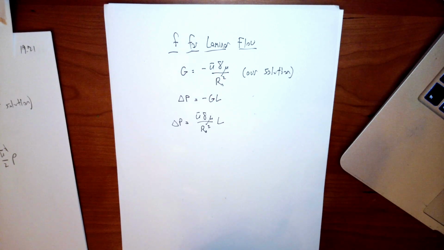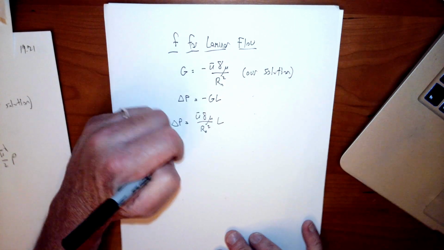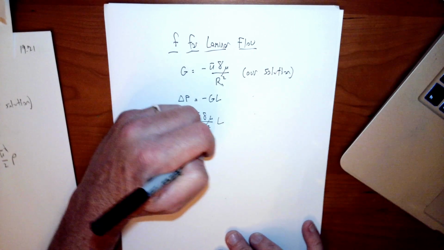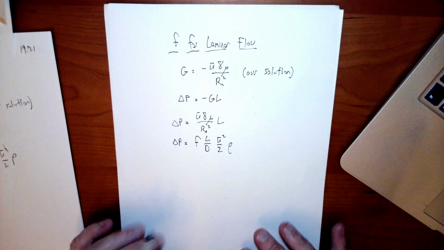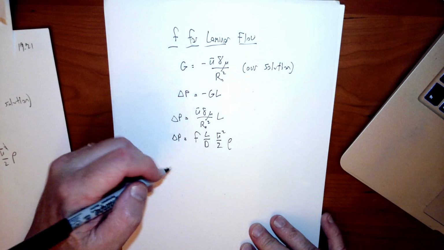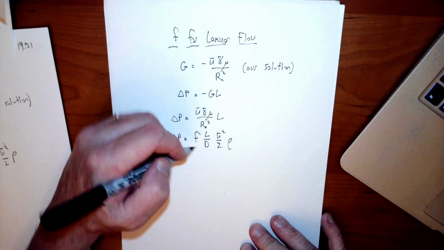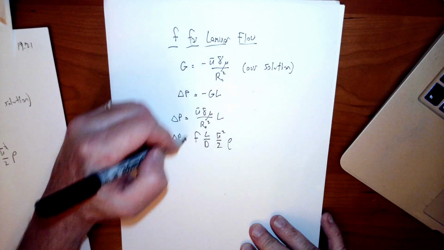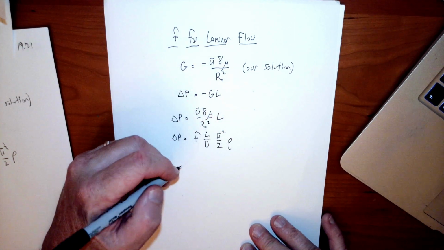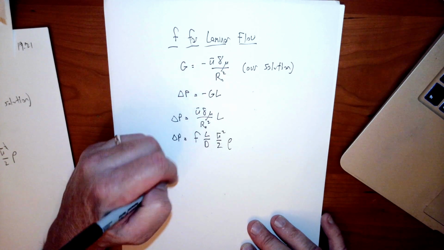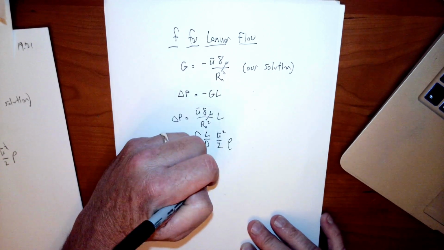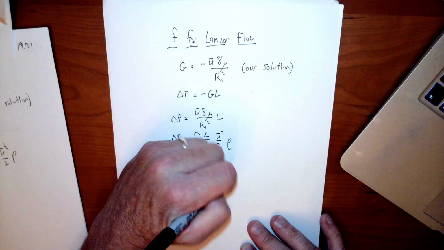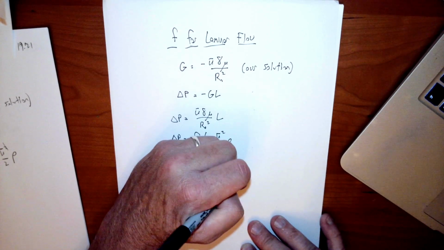And now I can set that equal to the friction factor formula for pressure drop. We know the pressure drop in terms of friction factor is f L over D times U average squared over 2 rho. That's what we learned last lecture. So we can set these two things equal to each other. This is the laminar flow solution, and this is the relationship for friction. Pressure drop is a function of friction factor. So we're going to say that 8 U mu over R naught squared times L is equal to f L over D times U squared over 2 rho.